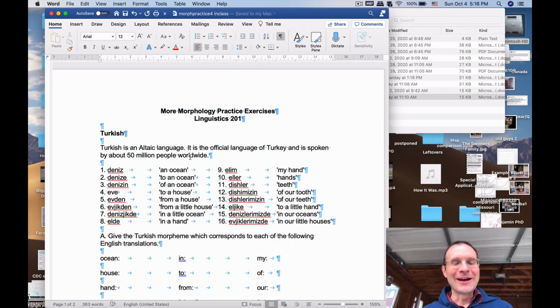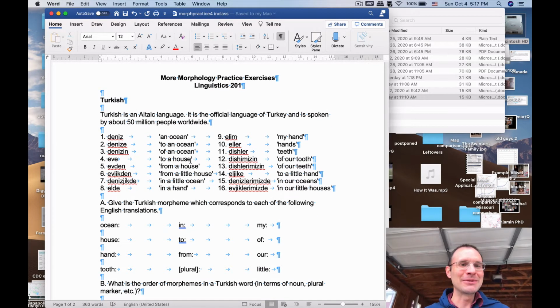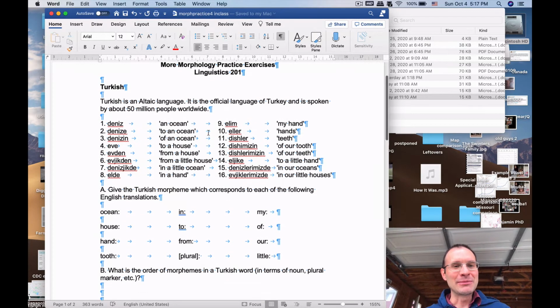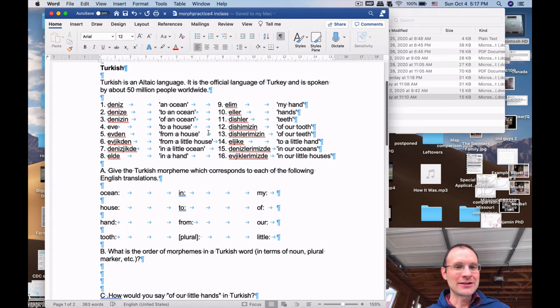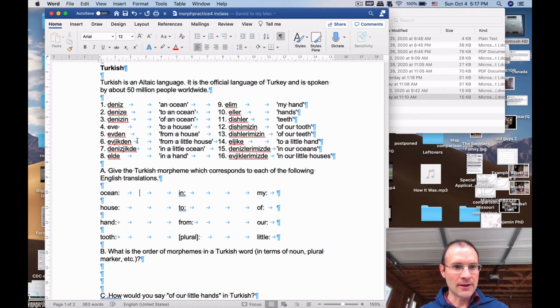So Turkish, it's an Altaic language. It's the official language of Turkey and it's spoken by about 50 million people worldwide, including a lot of people in Turkey and Canada too. So how does it work? There's a lot of interesting features about Turkish. We're just going to focus on the basics of the morphology here because it has a pretty nicely perceivable pattern.